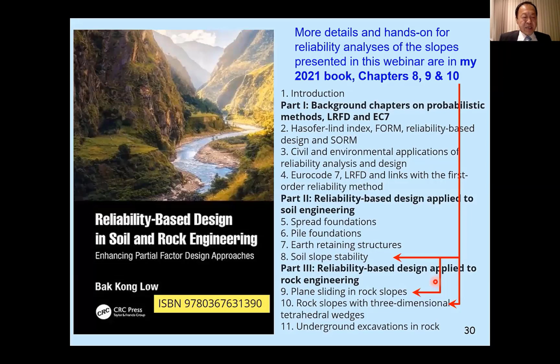Come to the last slide. Yes, the cases I discussed just now can be found in chapters 8, 9, 10. Chapter 8 is on soil slope stability, in my book published last month by CRC Press. And the rock slope stability, 2-dimensional and 3-dimensional, can be found in chapters 9 and 10. So for participants who are interested, you're welcome to take a look at the book. Thank you. And I think I should reserve a few minutes for questions.